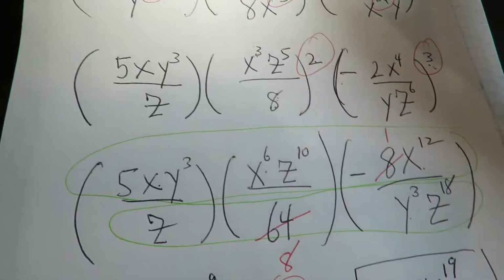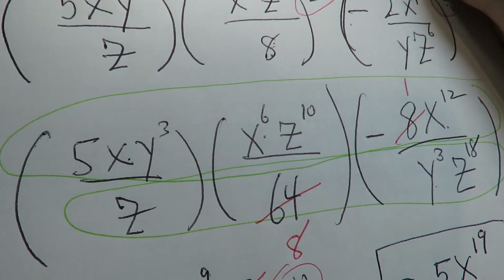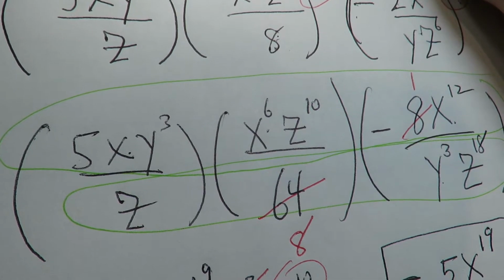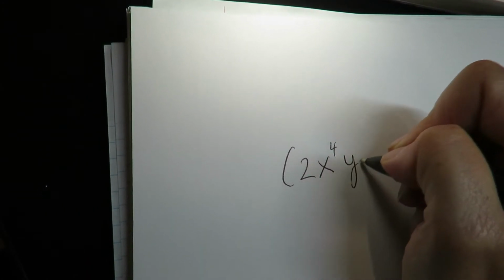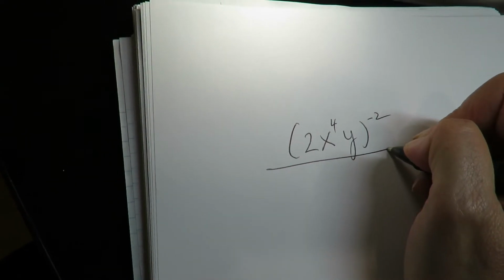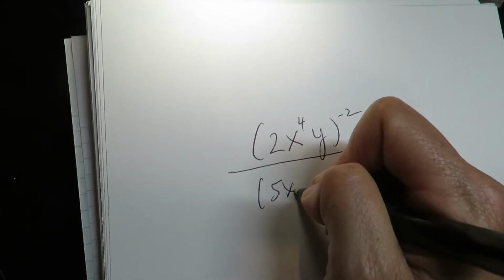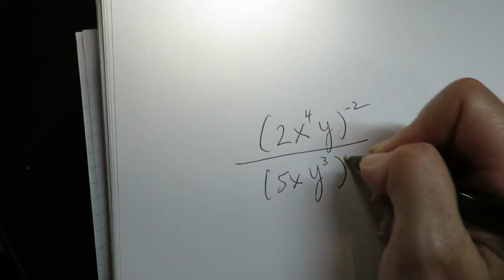All right, let me just see real quick if there's anything in your homework that could be a problem. Yeah, I see one that could be a problem. Alright, this one's going to be a problem. 2x to the 4, y to the negative 2, over 5x y cubed, all squared.